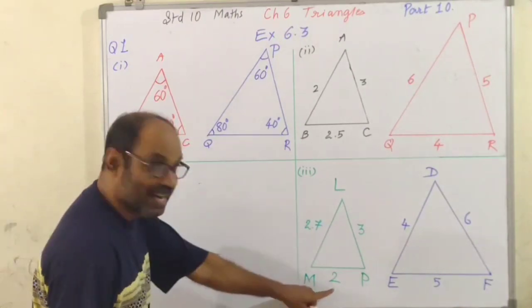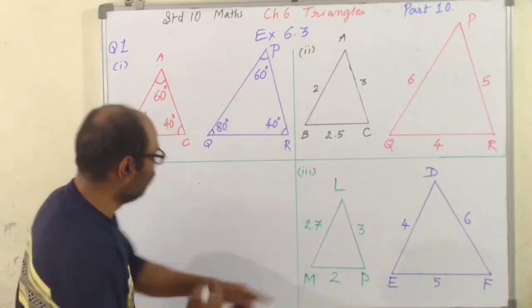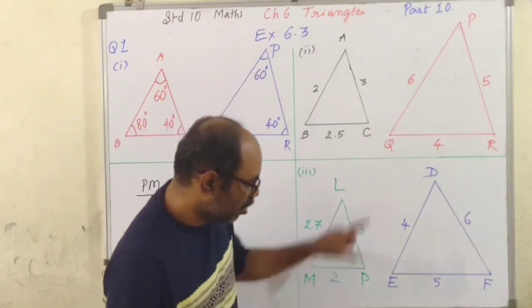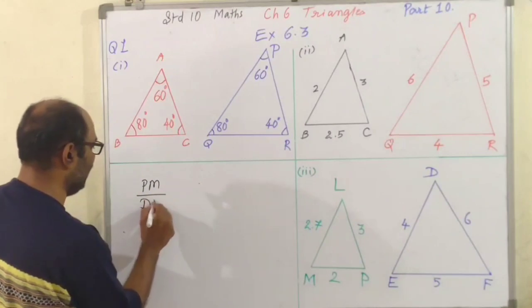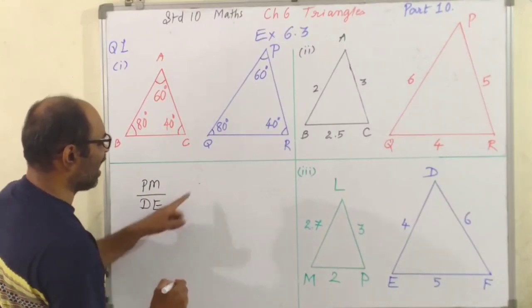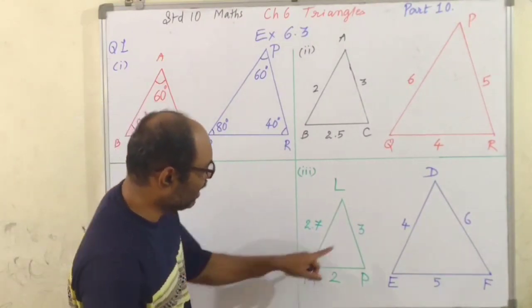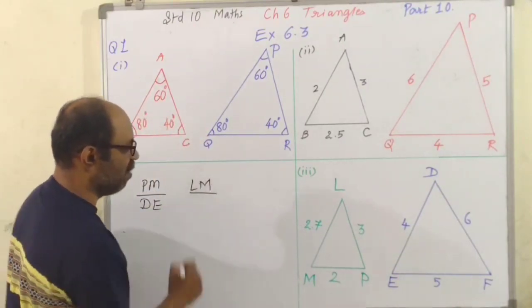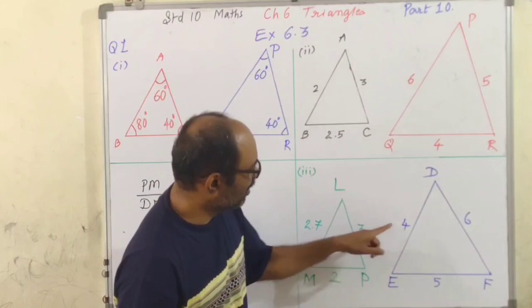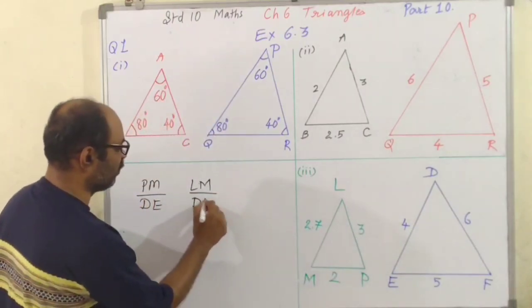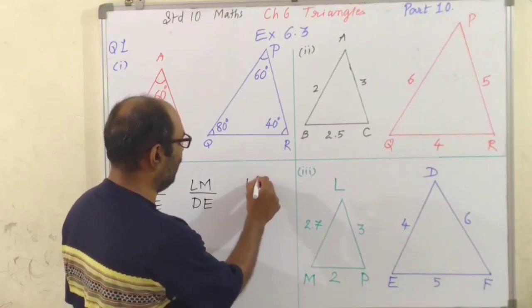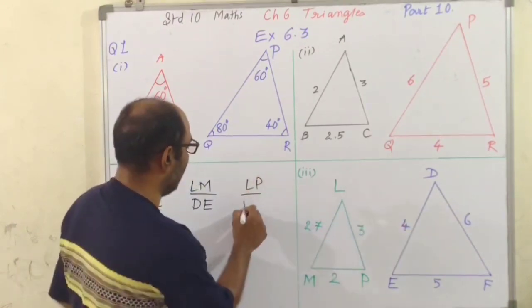Which is the smallest side? I am writing directly. 2, that is PM, upon the smallest side here, 4, that is DE. Alright? The second smaller side is 2.7, that is LM, upon the second smaller side, that is 4, and it is DE. The largest side is LP, and the largest side is DM.